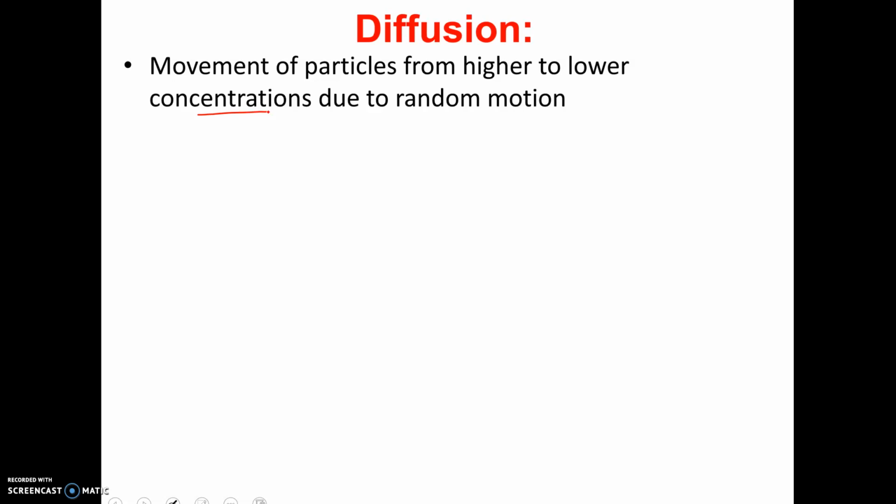And this is due to just random motion. This does not require an extra input of energy. This is just because of the energy that the molecules already have, just because of temperature. You heat molecules up, they move faster. So molecules are always moving just because they're warm. But they tend to bounce around randomly and end up moving from where there's more to where there's less. So this does not require energy from the cell specifically for this to happen. This is something that's happening naturally.